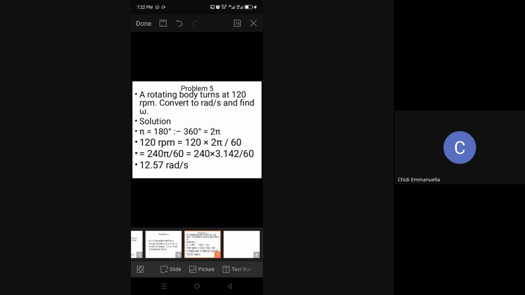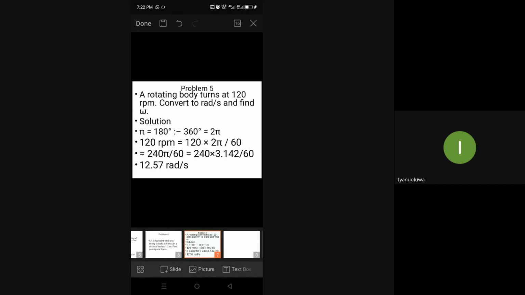Sir, 5.23. Okay, so your own is 5.24. 5.24, 5.23. What's responsible for the 0.01 difference now? It's approximation, right? Yes, sir. I approximated mine. Okay, yes, yes, yes.